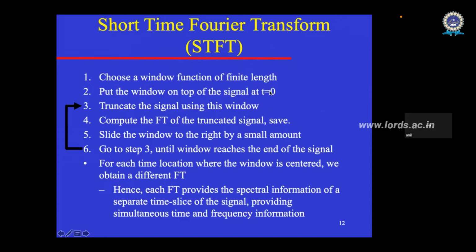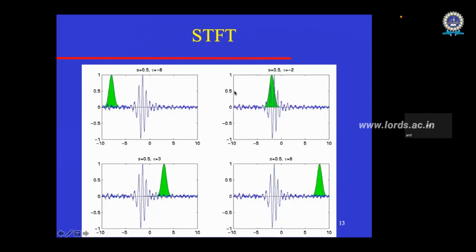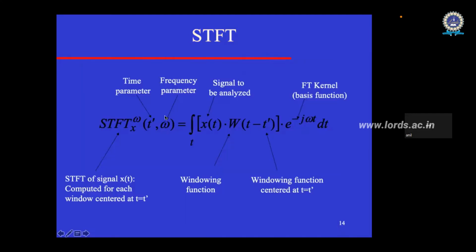Instead of applying the Fourier transform to the entire signal, we apply it to a small windowed signal, and then move the window. We apply the Fourier transform for this part and plot it, giving the time and frequency information. Then the window moves to the next part, and so on. This is the formula for the short-term Fourier transform.